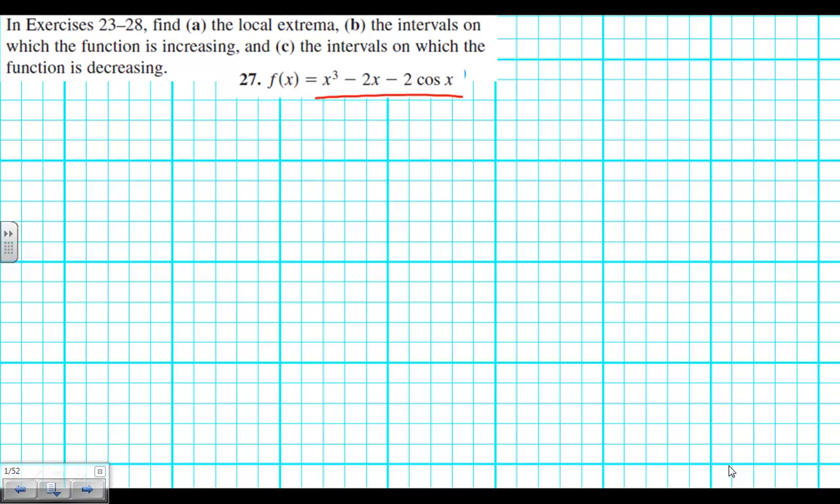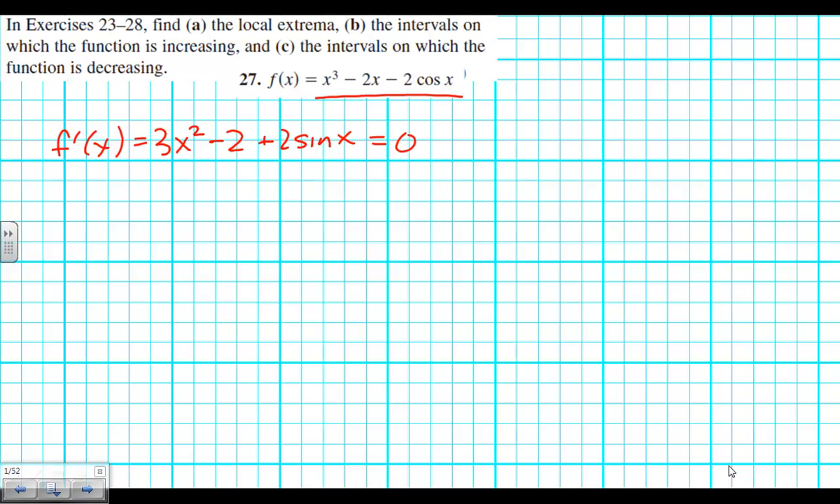All right? Second thing we're going to do then is look at the derivative. And I believe this is 3x squared minus 2 plus 2 sine x. Check my calculus, please. You're good. We good? And of course, we want to set this equal to 0. Because we're interested in places where the derivative is either undefined, and in this case, there's no place where this derivative is undefined, or places where the derivative is equal to 0.